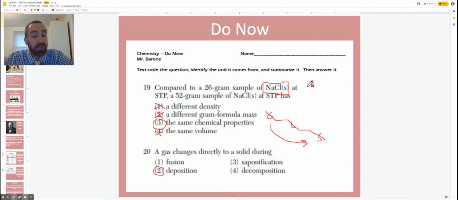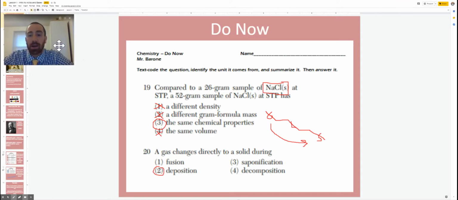Decomposition is a type of chemical reaction. Saponification is another type of chemical reaction that we'll talk about later in the year. And fusion, I guess, is referring to freezing, but that's not even one of the phase changes that we know by that name. So those were your wrong answers, and number 2, deposition, was your right answer.